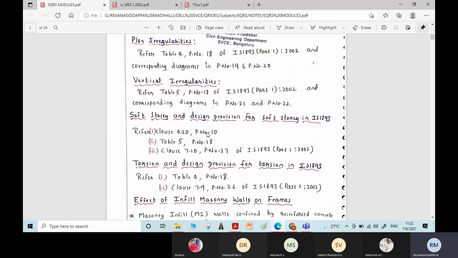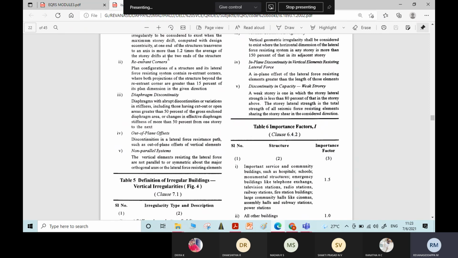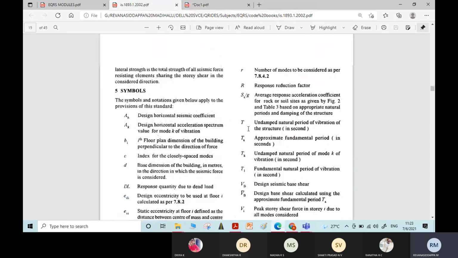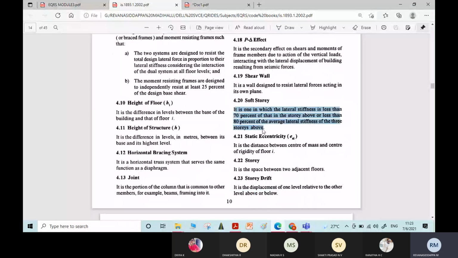First, we will see page number 10 of class number 4.2. In this page, just a definition is given, the soft story definition. It is one in which the lateral stiffness is less than 70% of that of the story above, or less than 80% of the average stiffness of three stories above.